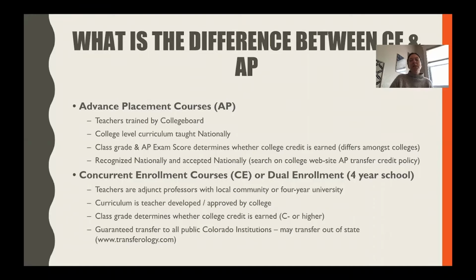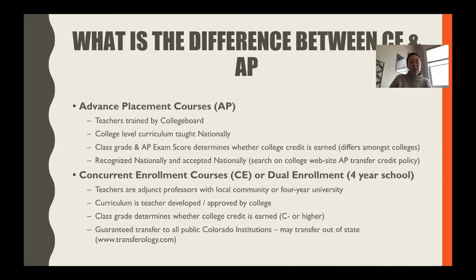We're often asked, what is the difference between concurrent enrollment and AP? Well, AP is taught nationally in a very similar fashion with the same standards, and it is taught by teachers that are trained by College Board. Each college has an agreement and an understanding of what AP courses they will accept and what scores are needed for them to earn credit. That can vary per college, and if you look on a college's website, you can always find their AP transfer guide, which will tell you what scores your student needs to have in order to transfer that credit.